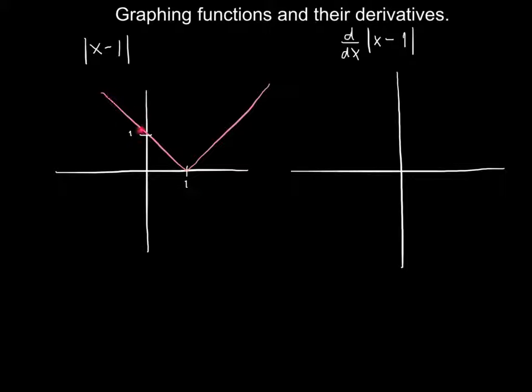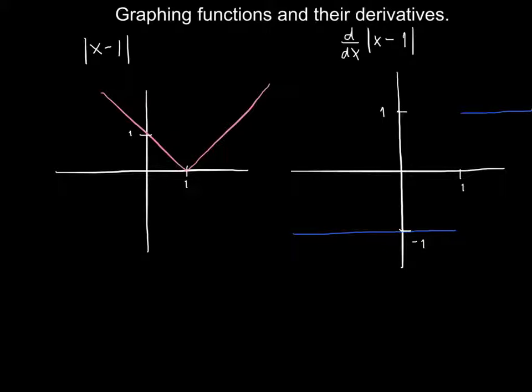The slope along this line, let's talk about x less than 1 first, is going to be negative 1. So we want a function whose value is constantly negative 1, the slope of the tangent line, for all x less than 1. Now let's take a look at x greater than 1. For all x greater than 1, the tangent line, which happens to be identical to this function, has a slope of positive 1. So we want a function that's constantly valued at positive 1 for all x greater than 1.